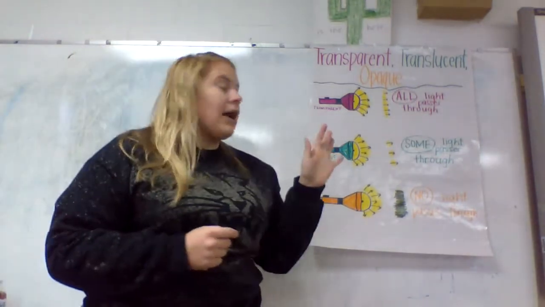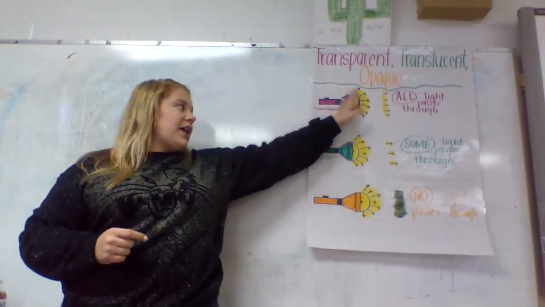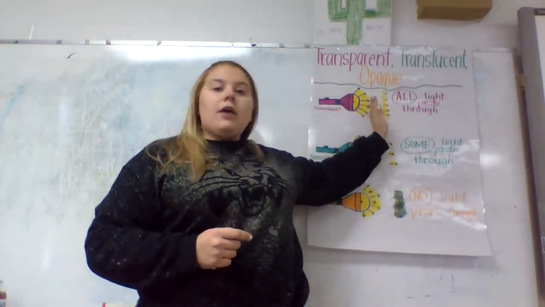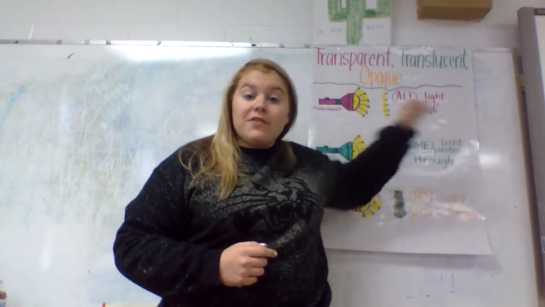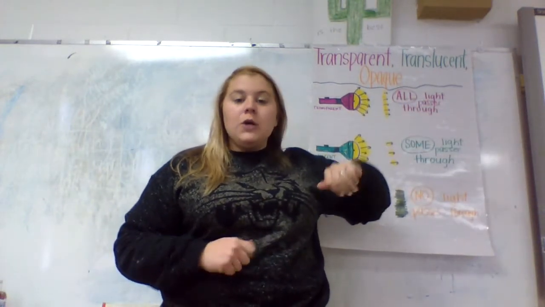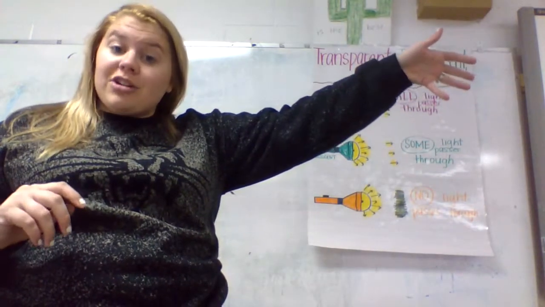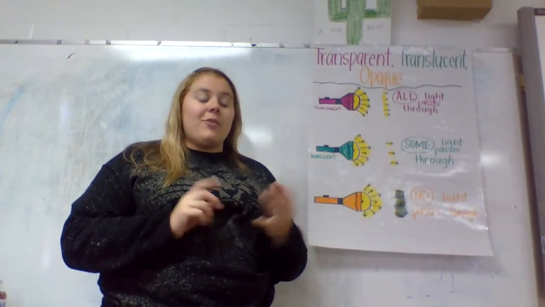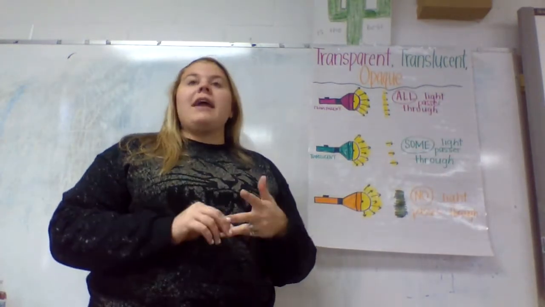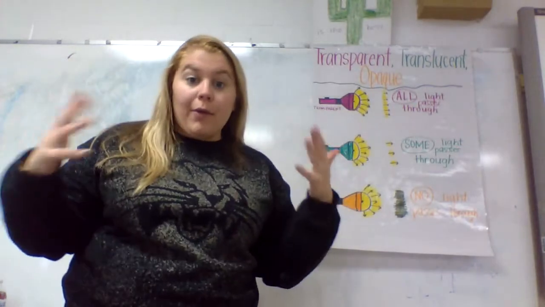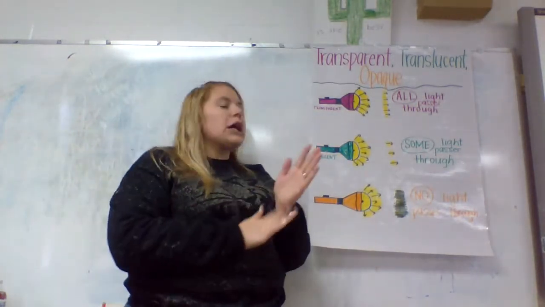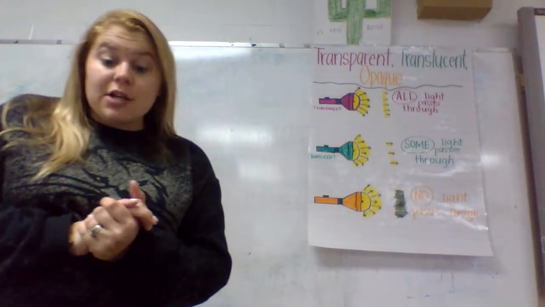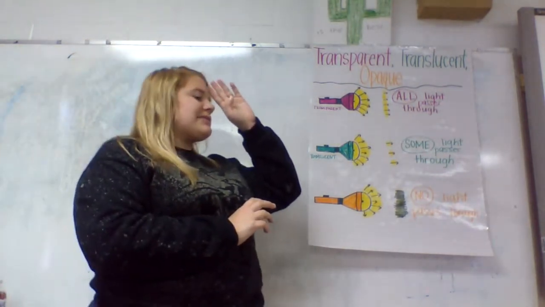A transparent object. So you see we've got a flashlight that's shining the light. If an object is transparent, all of the light is going to pass through. So if you hold a flashlight up to something, all that light is going to go through to the other side of an object if it's transparent. So think of a piece of glass. Think of a piece of plastic wrap, like what you might wrap something up with before you put it in the refrigerator. Typically, clear objects are going to be your transparent objects.